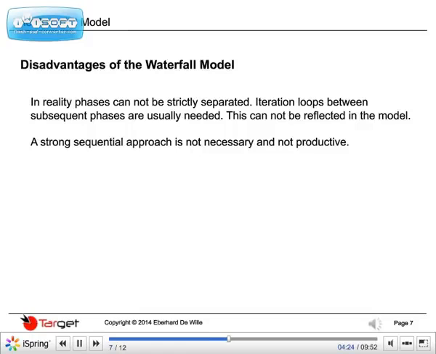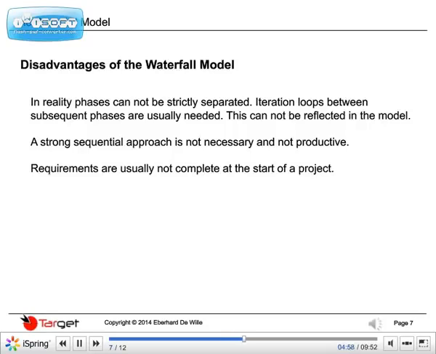A strong sequential approach as it is demanded by the waterfall model is not necessary and not productive in real life. For example, tests could be already set up for finished software modules, while other modules are still in the coding phase. This means that overlapping phases are usually more productive and save development time. Requirements are rarely complete at the start of a project. Requirements might change, or new requirements may be added, throughout the lifetime of a project.